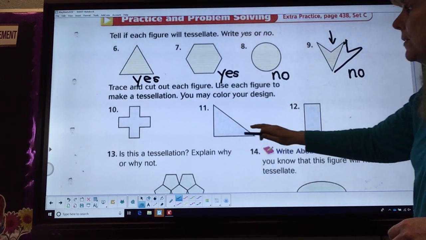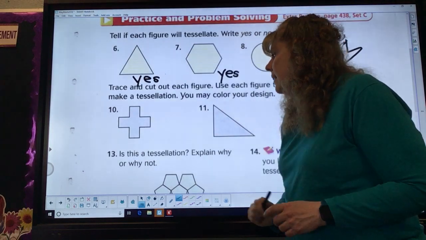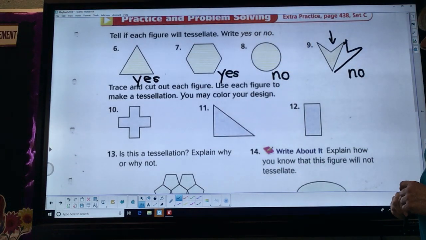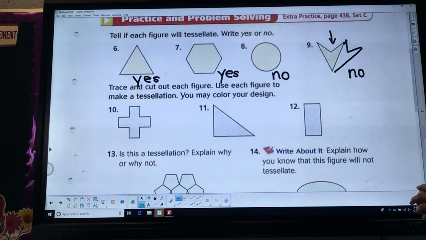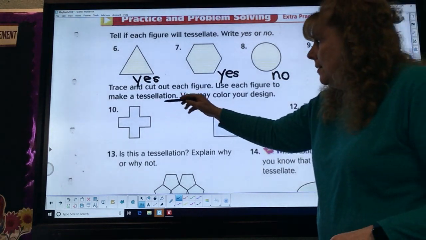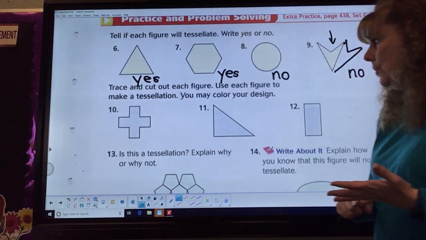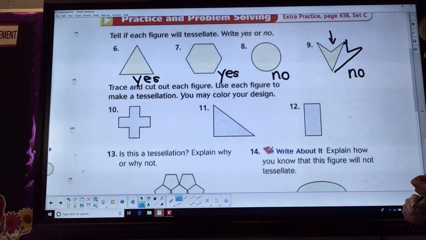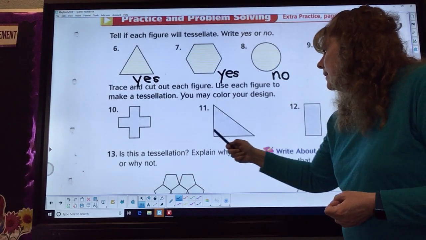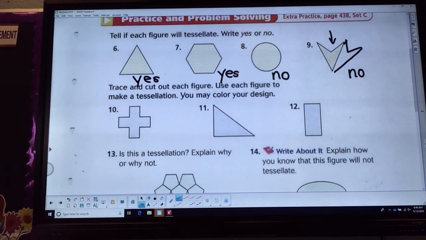I want you to play with these figures and see if they fit together. Now, you can have mom or dad or somebody check and see if your figures are right. And I want you to think about those two things. Do they overlap? And are there any gaps or spaces as you fit those together? So that's how I want you to do numbers 10, 11, and 12.